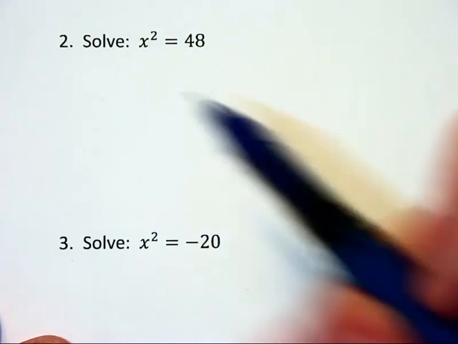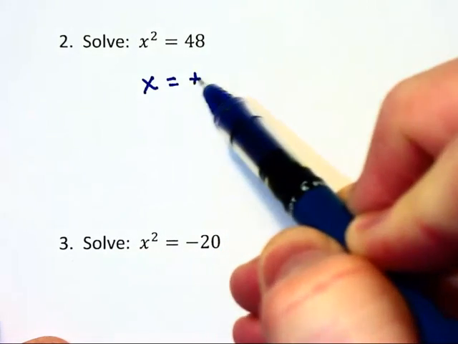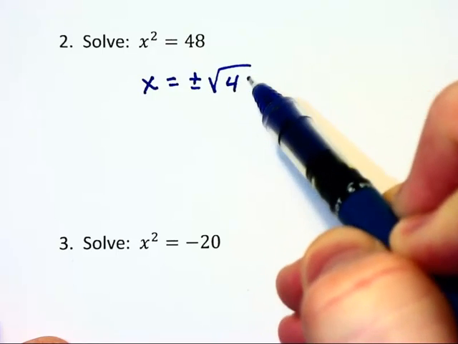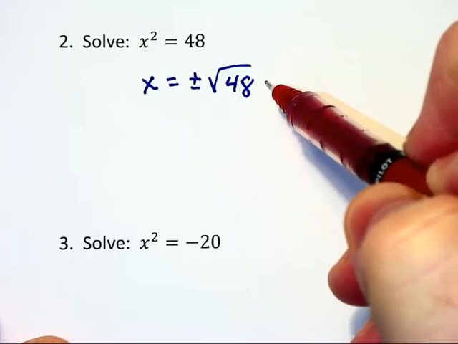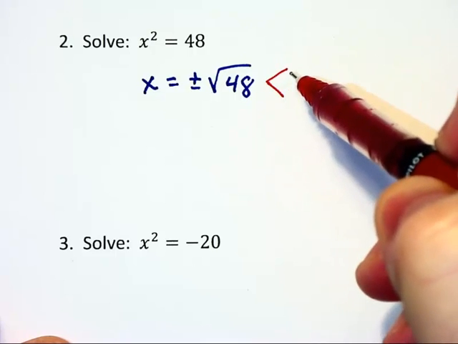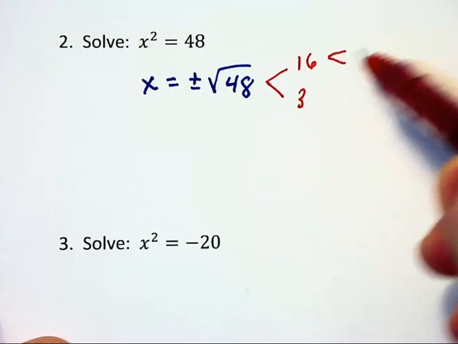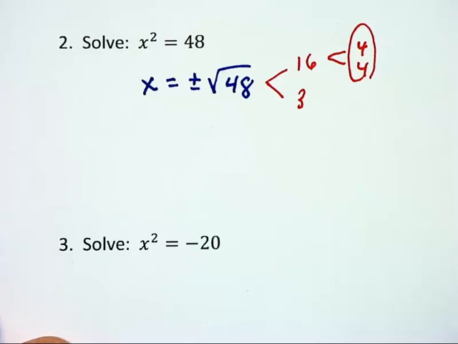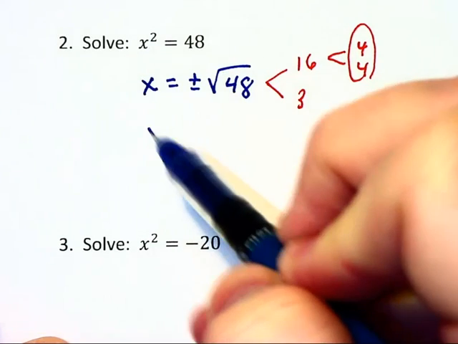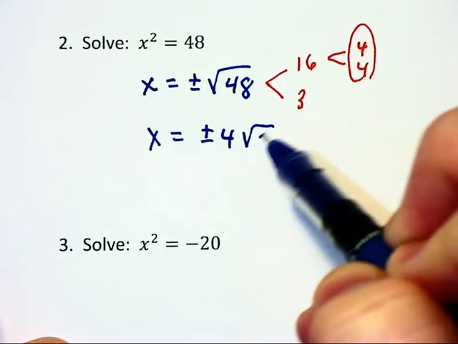For number 2, when we square root each side, we get x is equal to plus or minus the square root of 48. And we need to simplify that 48. You could go 6 times 8, 12 times 4, but I choose 16 times 3 because I can instantly see that I've got a 4 squared inside that 16. And so I know that my solution set will be x equals plus or minus 4 root 3.